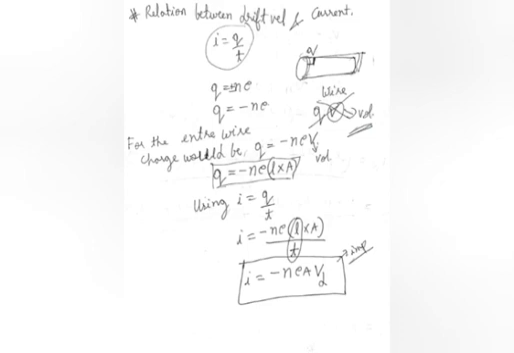Hence we are going to derive a relationship between current and drift velocity, and later on we will discuss a few more topics related to current and voltage and other physical quantities which are a part of current electricity.